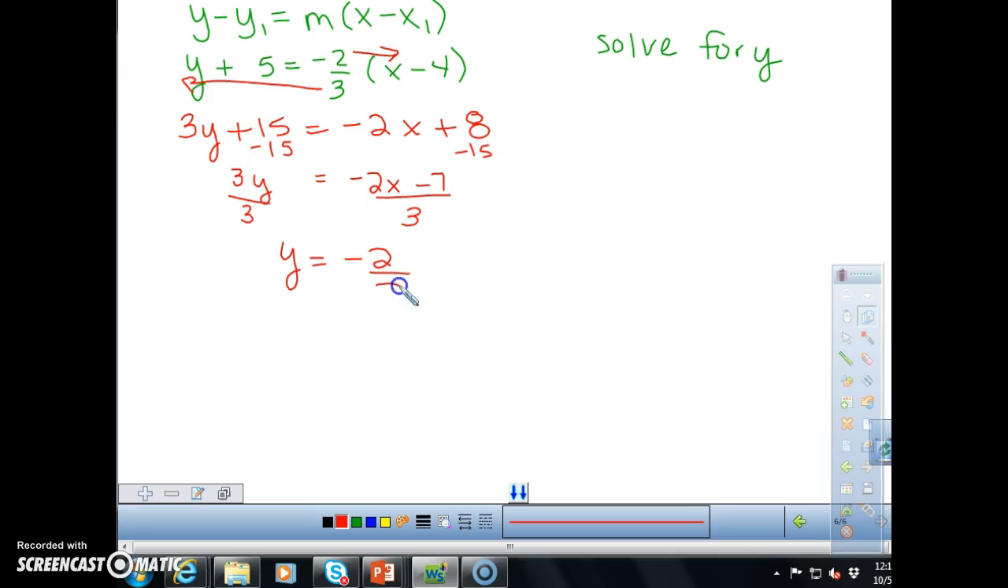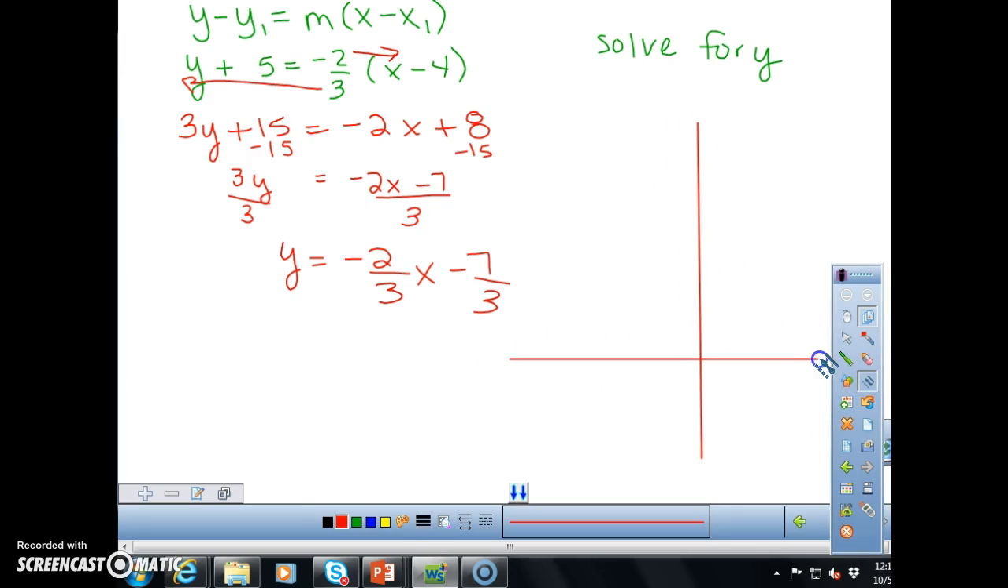So negative 2/3 x minus 7/3. So I do get fractions at the end, but I don't really have to do anything with them, like adding or multiplying or anything. And also check to make sure is your slope the same as what it was in the problem. Well, yeah, it is. Let's graph it. So we have a picture of what this equation describes.